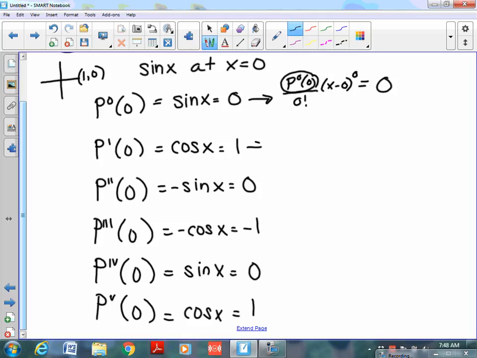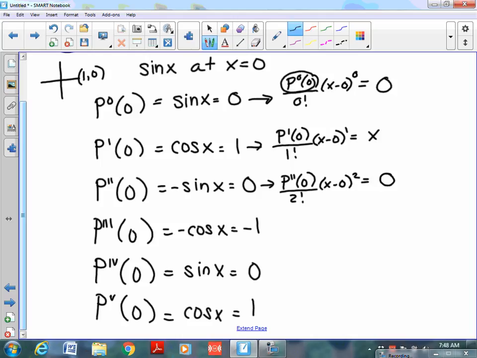Okay, the next one. P1 of 0 over 1 factorial times x minus 0 to the first. P1 of 0 is 1, over 1, which is 1, x. So then my first one is x. The next one. P double prime of 0 over 2 factorial times x minus 0 to the second ends up being 0.